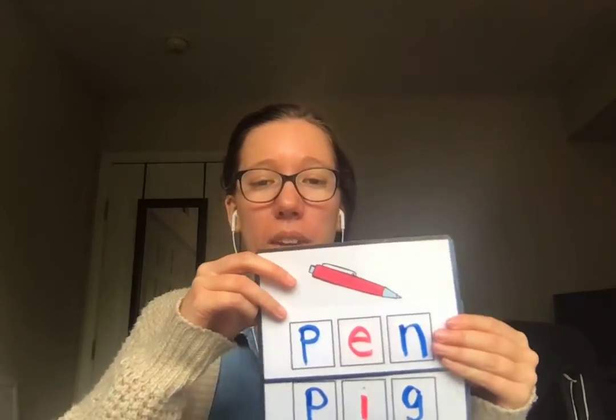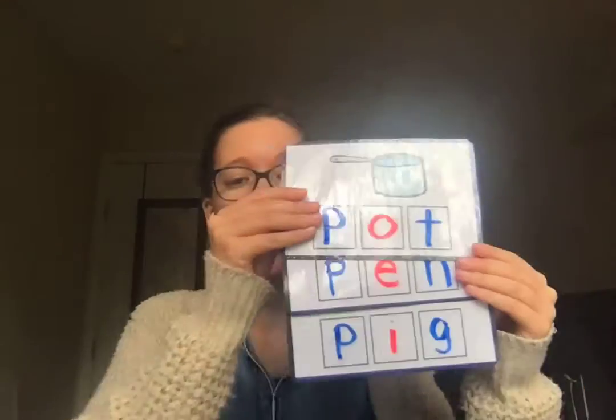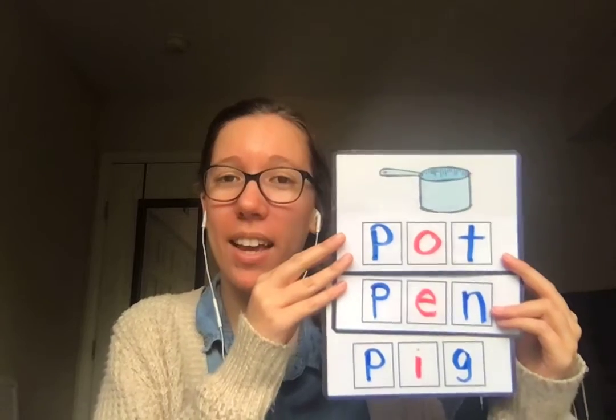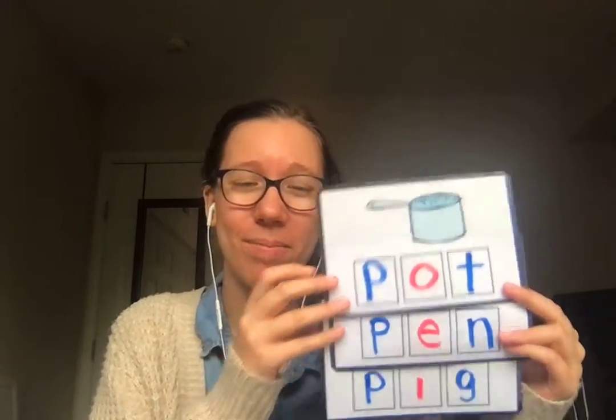Hey, look at what we've done so far. I want you to compare these three words that we've already spelled. We did pot, we did pen, and now we've done pig. What do all three of these words have in common? That's right, they all start with the letter P. So in pot, the first sound is P. In pen, the first sound is P. And in pig, the first sound is also P. So all of these words share the same beginning sound, P, made by the letter P.